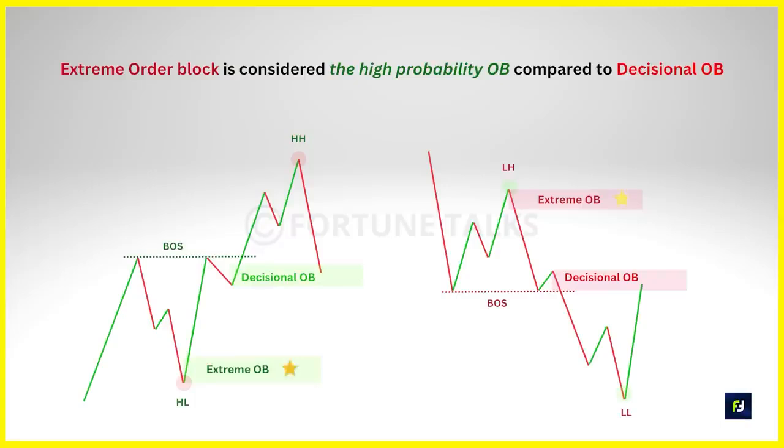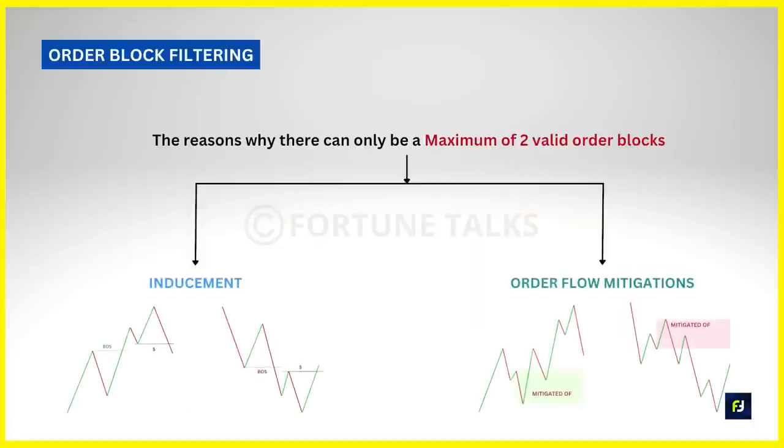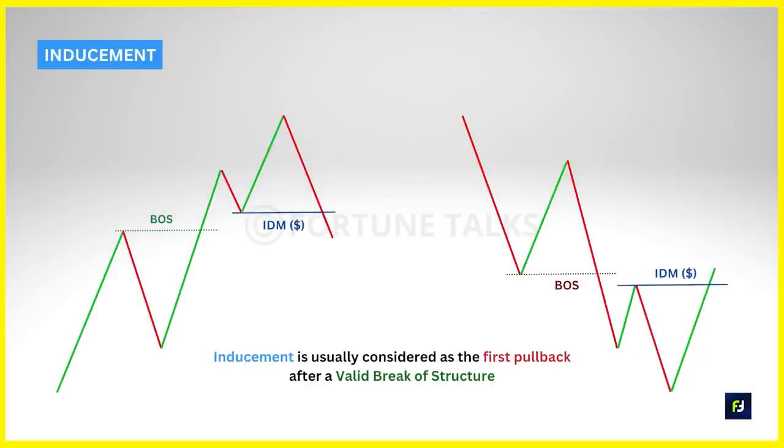The extreme order block is considered the high probability OB because it is the last resort for price to make a reversal as there is enough liquidity and imbalance available. The reason why there can only be two valid order blocks can be either due to inducements or it can be due to order flow mitigations. I will explain both. Let me start with inducements. I have made a detailed video on inducements in the previous episode. Make sure to watch that video to get a proper idea on the topic.